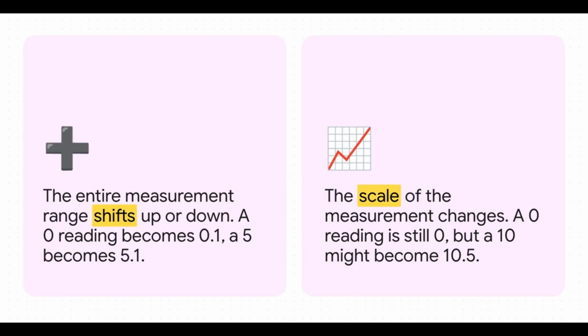Okay, and here's where it gets interesting. These environmental effects can show up in 2 different ways. The first one is called zero drift. This is where everything just shifts. Your 0 point is no longer 0, and every single measurement is off by that same amount.